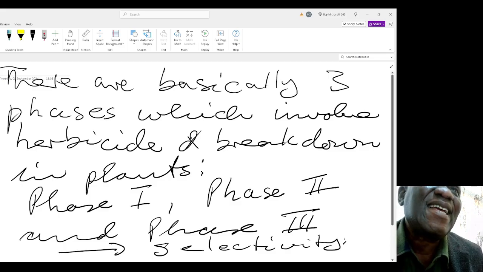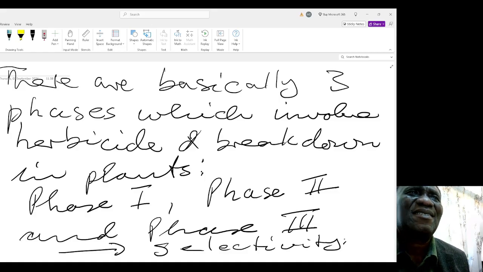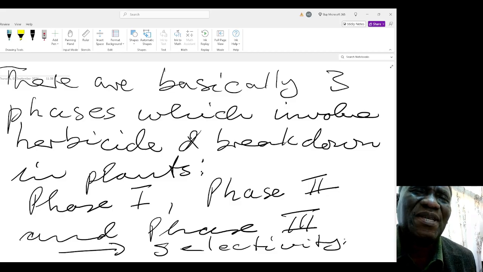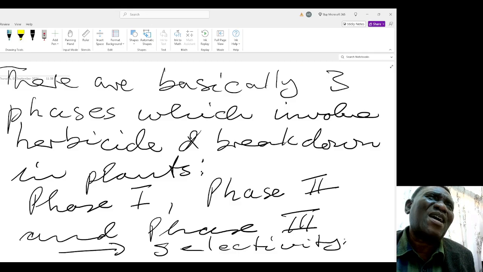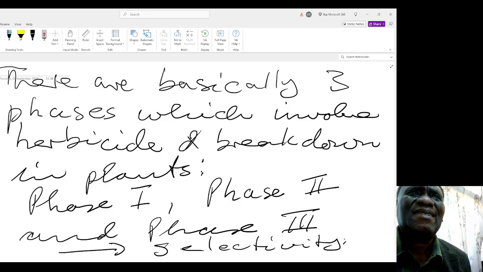What it means is that if the herbicide has been broken down, it ceases to be the herbicide. It becomes another molecule with different functions, and as a result, the plant is safe, is protected, because these chemicals no longer kill the plants. So let us look at what can happen in phase 1.